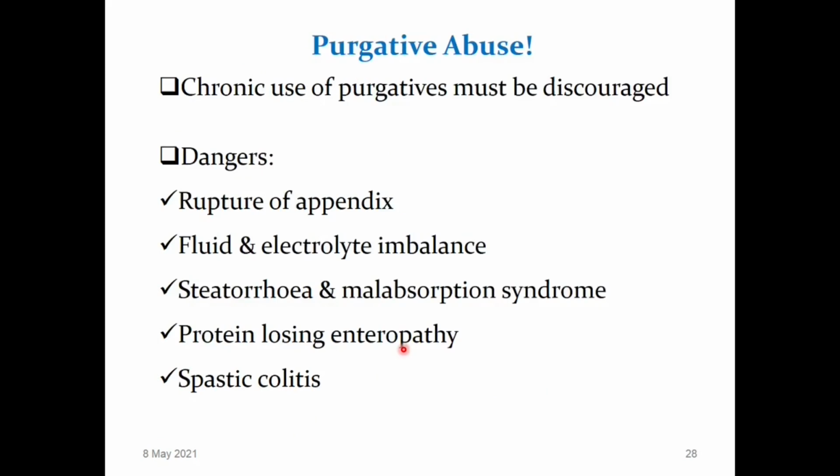Purgative abuse: chronic use of purgatives must be discouraged. Why? What can happen? First, there is a high chance of electrolyte imbalance, and the most involved electrolyte is potassium, which has a direct action on the heart, so there is a high chance of heart failure in case of high dose purgative abuse. Apart from this, other dangers are rupture of appendix, fluid and electrolyte imbalance, steatorrhea and malabsorption syndrome, protein losing enteropathy, and spastic colitis. They are the imminent dangers of purgative abuse.